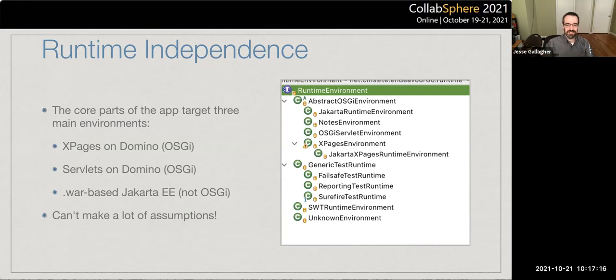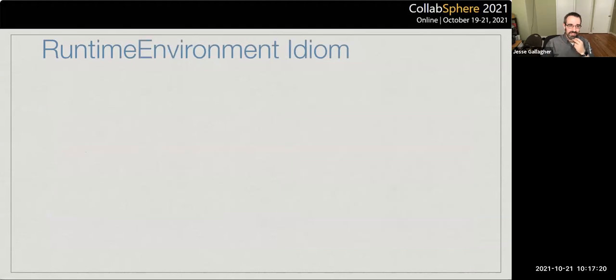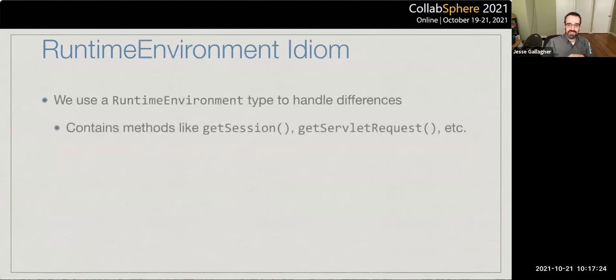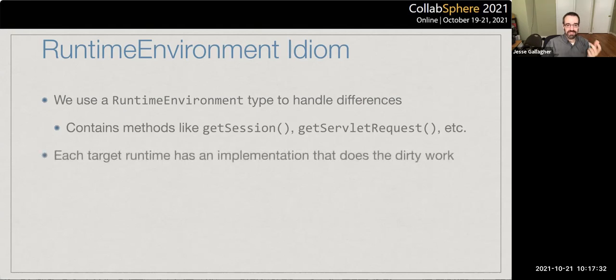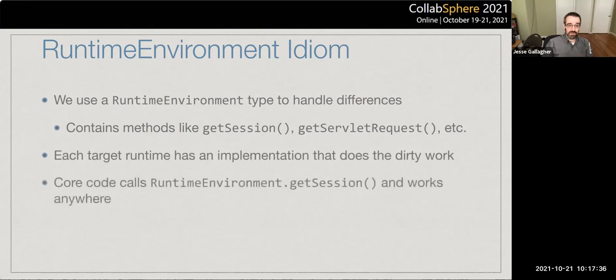There's all these different things that all have slightly either small or major differences. So we use a runtime environment type to handle differences. This says, get me a session, get me the current servlet request, get me log this error, do whatever you need to do. So the interface is very clean. And then each target has an implementation that does the dirty work. So the core code will just say get session and it works anywhere.